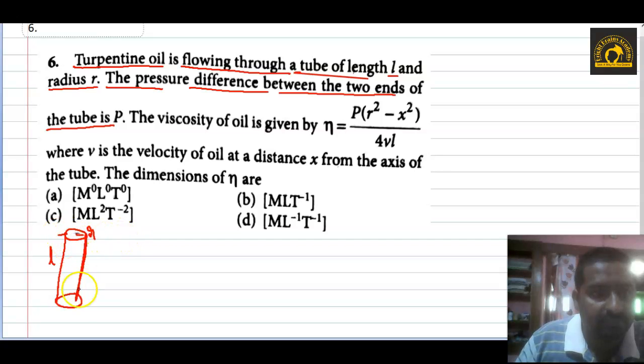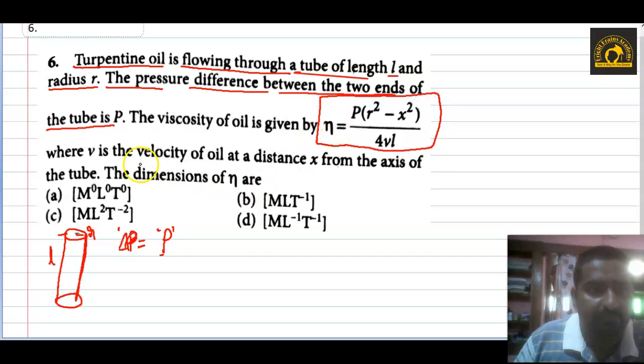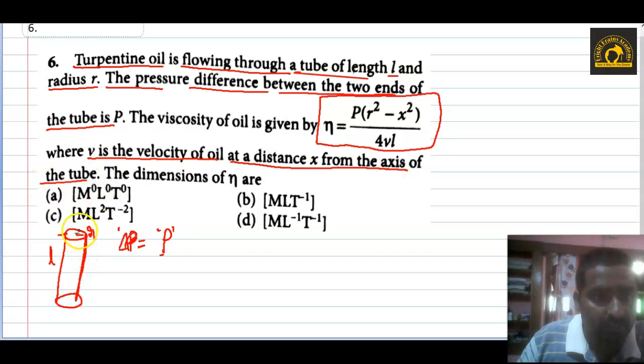The pressure difference between the ends of the tube is P, sorry, not delta P. P is the pressure difference between the two ends. The viscosity is given, this is the viscosity eta. Then V is the velocity of the oil at a distance x from the axis of the tube. So this is the oil, and the distance is x.